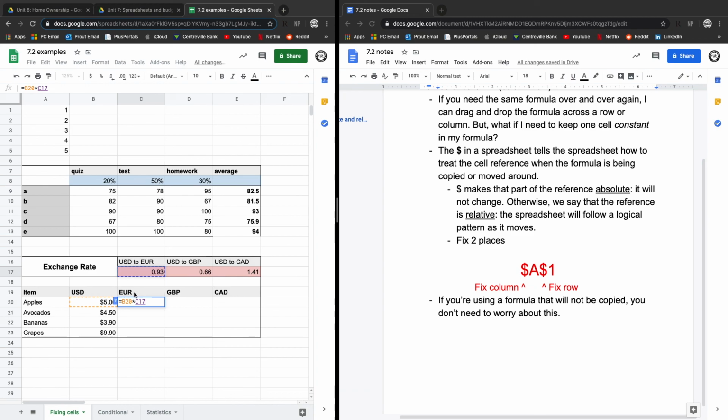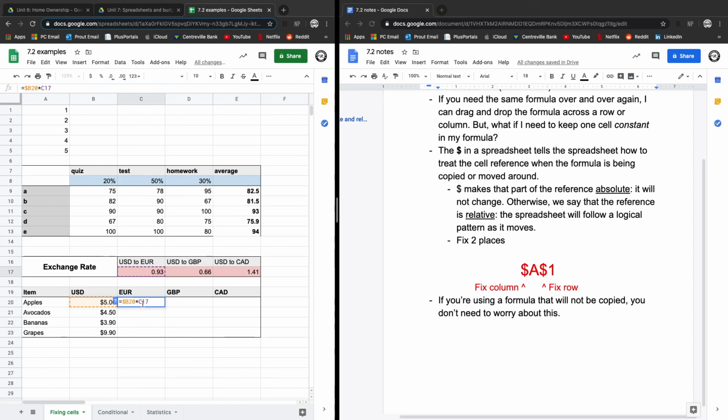But I need to think. For all of these, all three columns, I always want to pull from column B when I get my American prices. So I'm going to fix column B. I'm not going to fix the row because when I move down to the avocado row, I want the avocado's price. And if I move to the banana row, I want the banana price. But I always want to pick from the US dollars column. So I'm fixing column B by adding the dollar sign there.